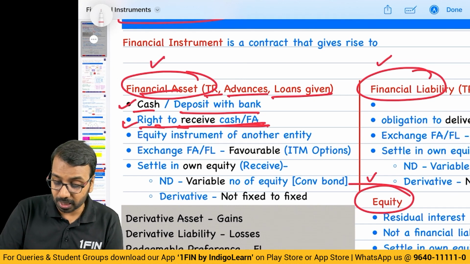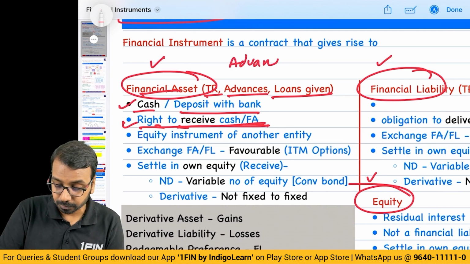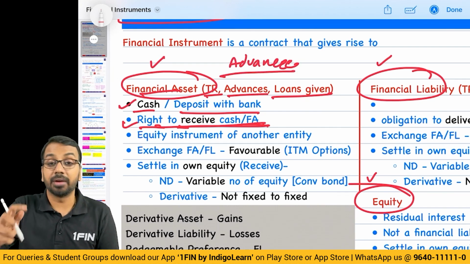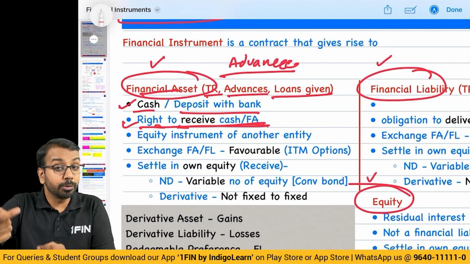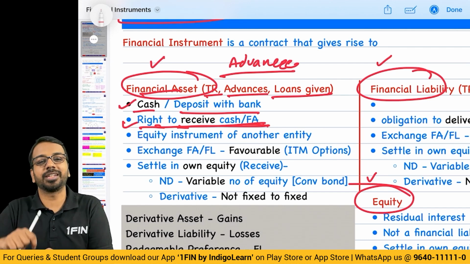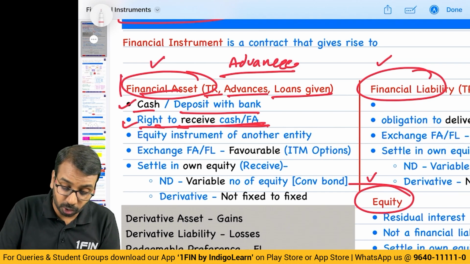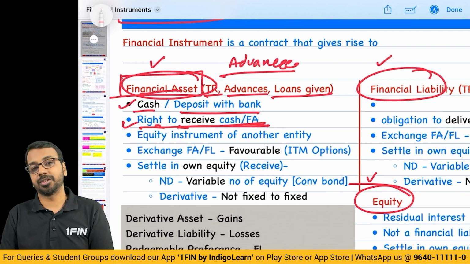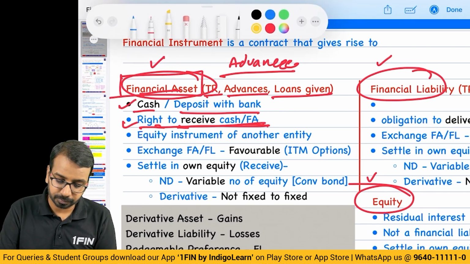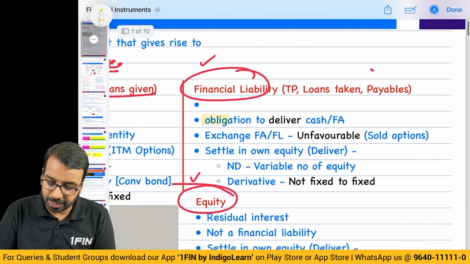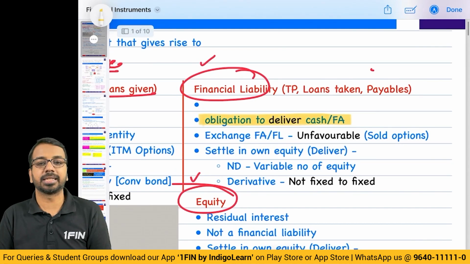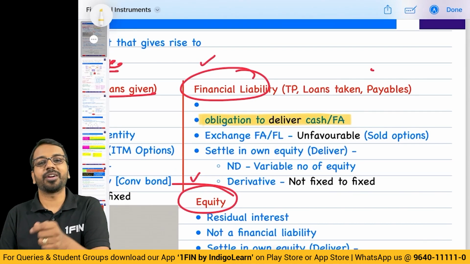Now, sometimes what happens is you give an advance. You have given advances to suppliers, but you will not get cash or another financial asset. You will receive goods. If that is the case, then it does not fall within the purview of a financial asset. Then, if you have an obligation to deliver cash or another financial asset, then it becomes a financial liability.